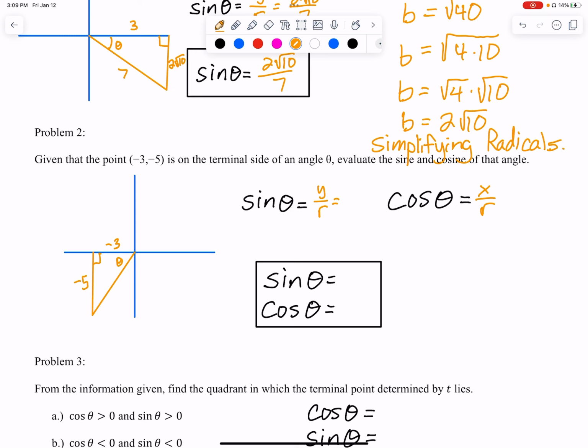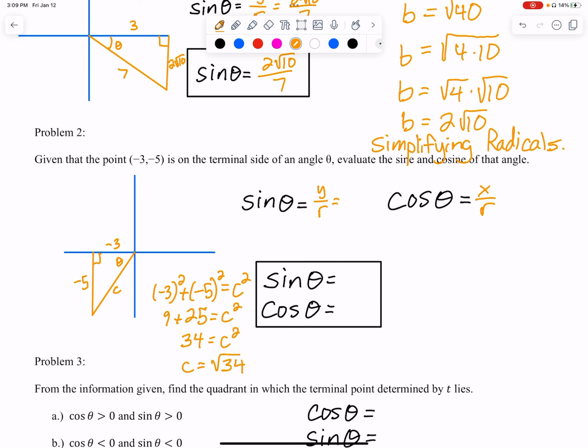Pythagorean theorem again. So we get negative 3 squared, we'll call this c, I guess, plus negative 5 squared equals c squared, and that's 9 plus 25 equals c squared. Well, that's going to be 34 equals c squared, which means c is the square root of 34.